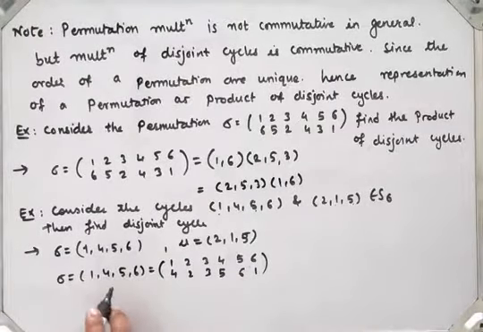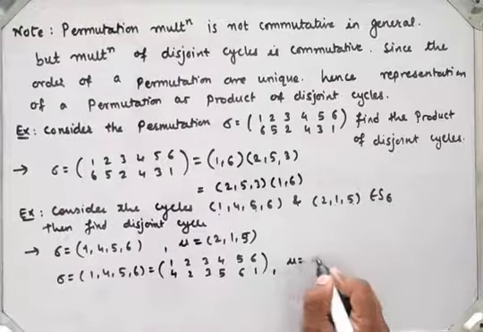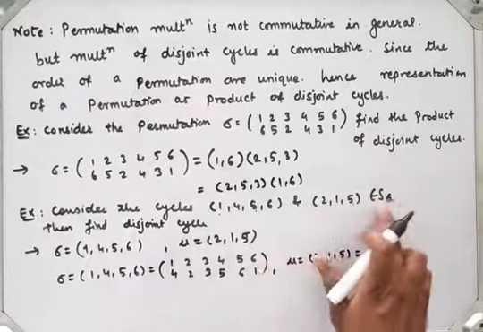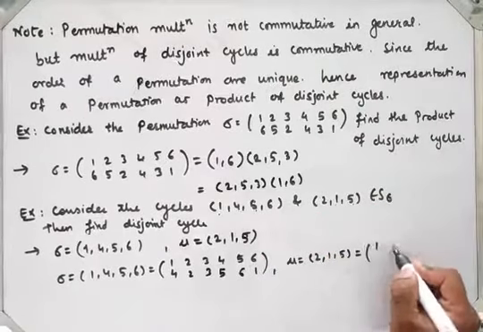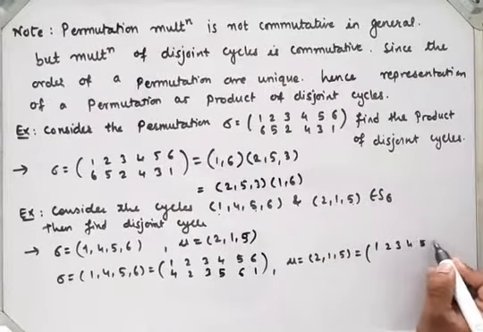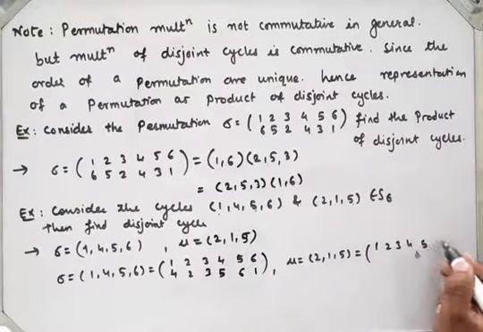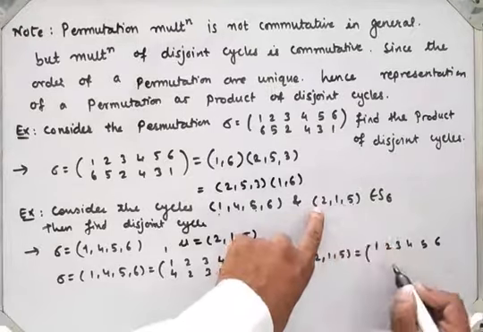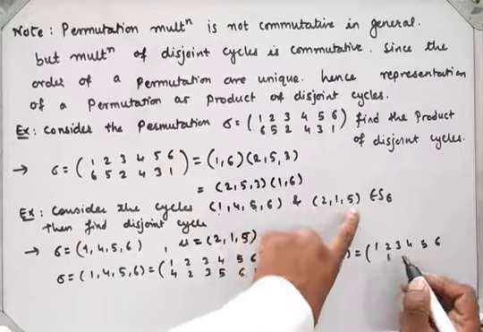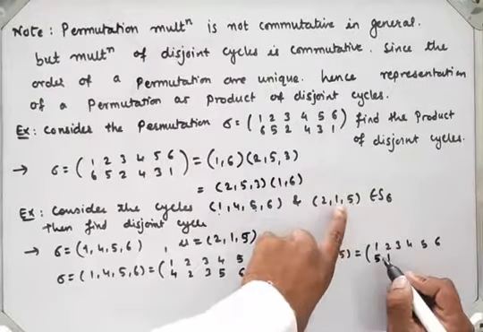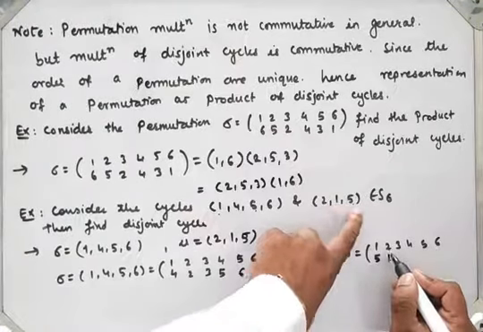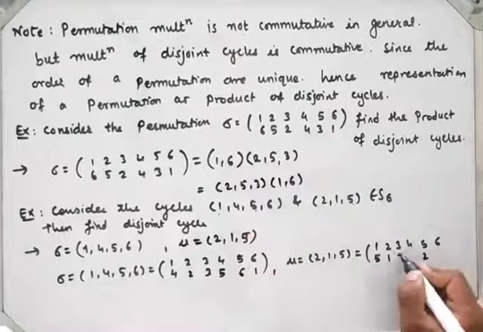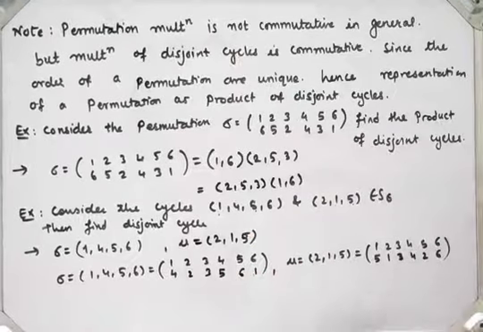So this is sigma. Now next, mu is (2 1 5). There are 6 symbols in total, so first write down 1 2 3 4 5 6. Next, 2 goes to 1, 1 goes to 5, and 5 goes to 2, right? So 3, 4, 6 are fixed.